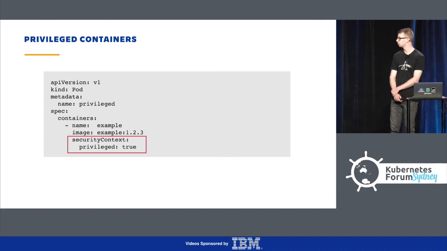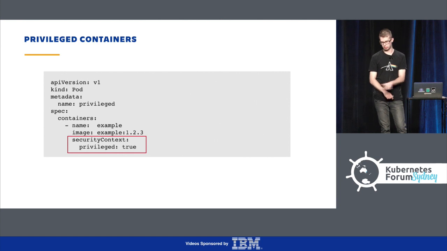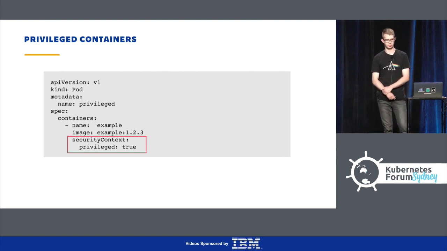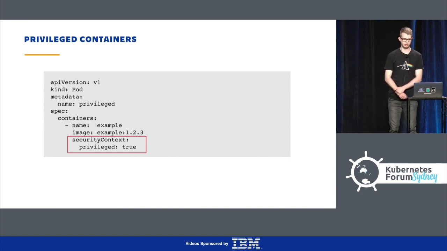Everyone's probably made a privileged container before, but if you haven't, this is what it looks like. You simply add privileged equals true to your security context for the container. Along with having a correctly set up pod security policy, this will create the container with elevated privileges, all of the capabilities that you could ever want, and access to all host devices.